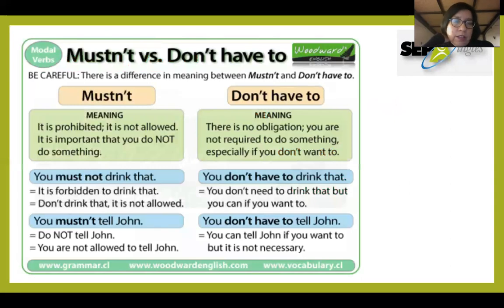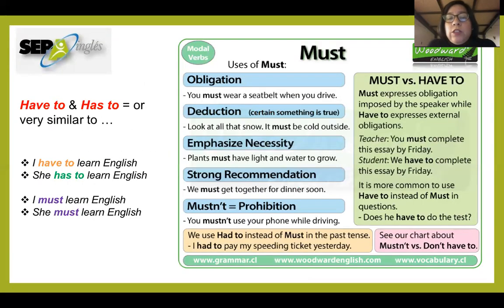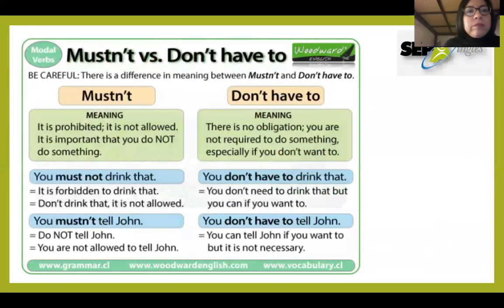Ahora, ¿cómo comparamos al modal verb must not en su forma negativa con la forma negativa de have to, don't have to? Ahí sí que hay, a diferencia de lo que pasaba con la expresión afirmativa de have to y must, que eran muy parecidos, una diferencia. Must not or mustn't means that it is prohibited, it is not allowed, it is important that you do not do something. While don't have to or doesn't have to means that there is no obligation.